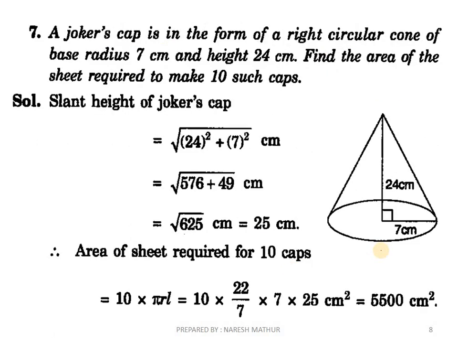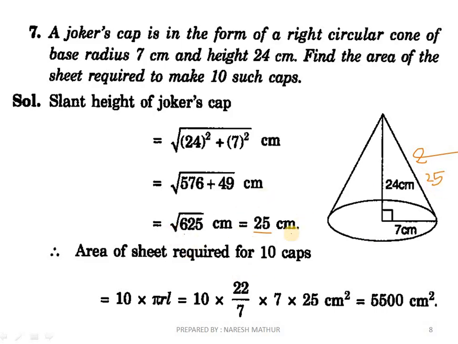Next question says a joker's cap is in the form of a right circular cone of base radius 7 cm and height 24 cm. Find the area of sheet required to make such 10 caps. Just assume a joker's cap, with height 24 and base radius 7 cm. First we need to find its slant height. After applying the Pythagoras theorem, we get the slant height as 25 cm.